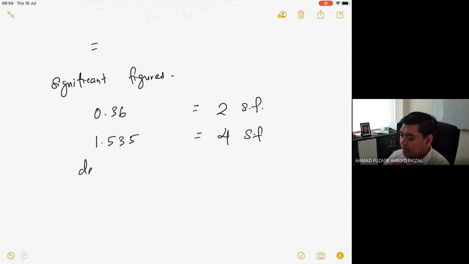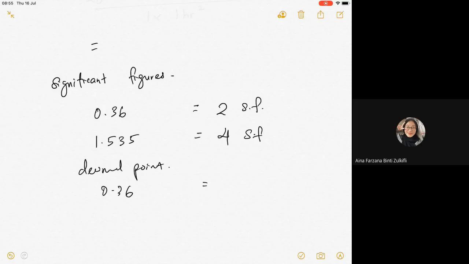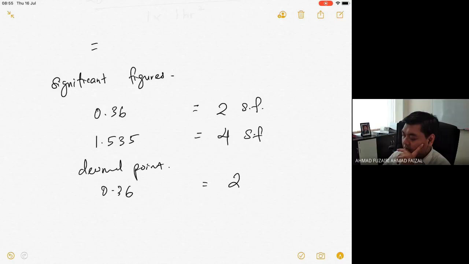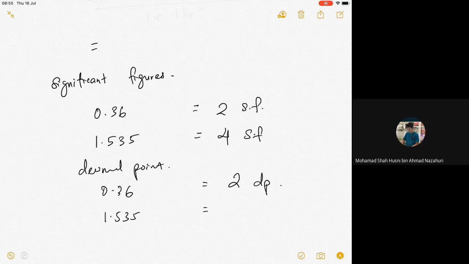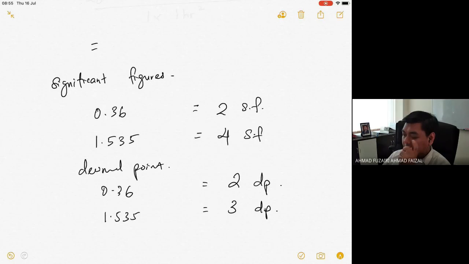So how about decimal point? For 0.36, how many? 2. Yes, the 2 decimal point. And how about 1.535? 3 decimal point. Yes, this is 3 decimal points.